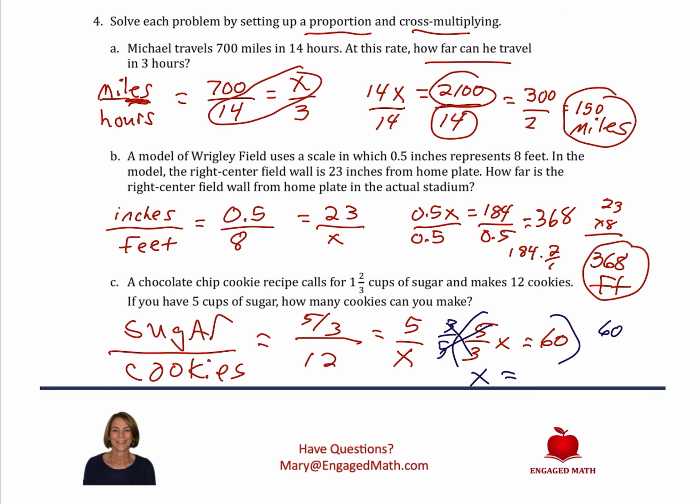And off to the side, I'm just going to remind you, 3/5 times 60 means 180 over 5. And we know 180 over 5 is equal to 36, so we have 36 cookies.